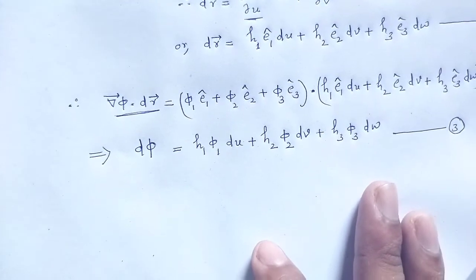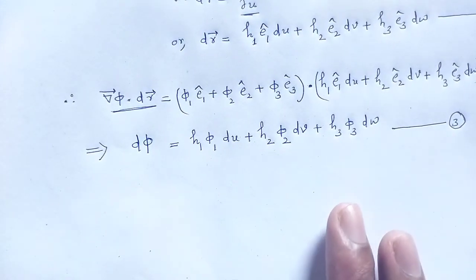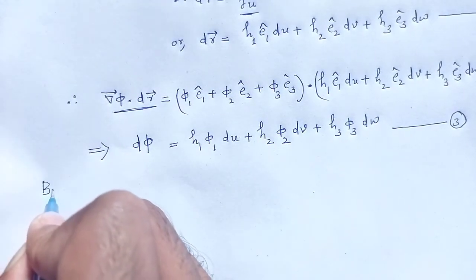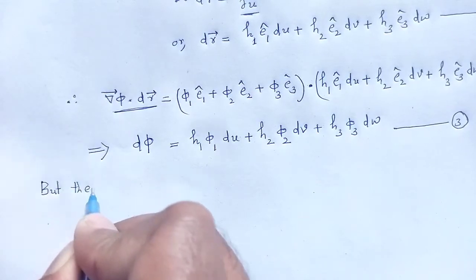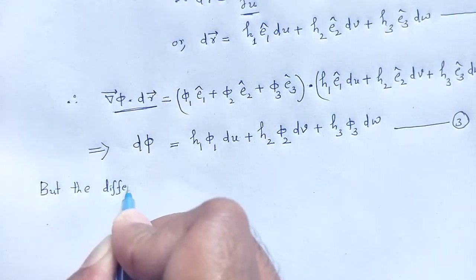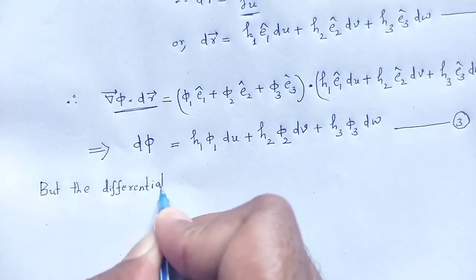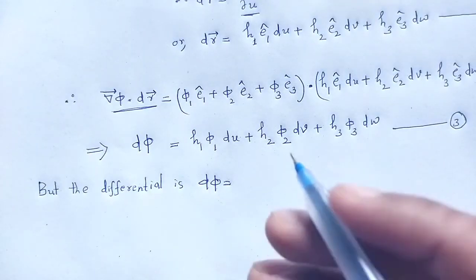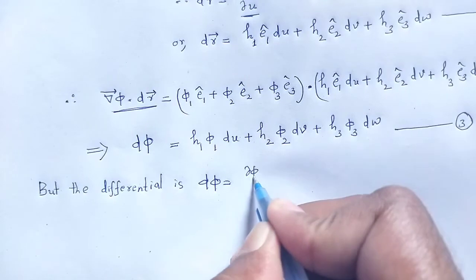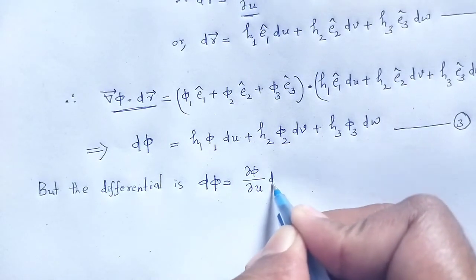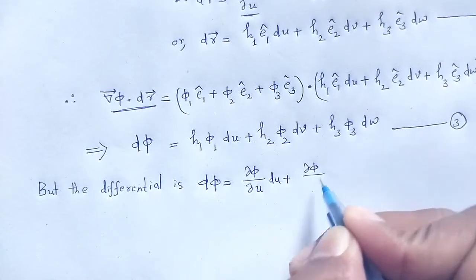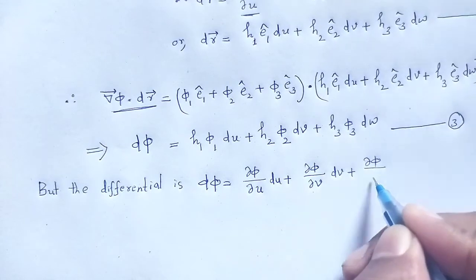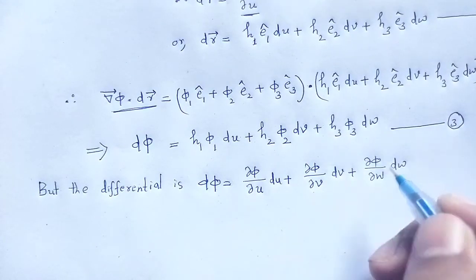Now, as we know, phi is a function of u, v and w, so we can write the differential d phi is equal to, as phi is a function of u, v and w, del phi by del u into du plus del phi by del v dv plus del phi by del w into dw.